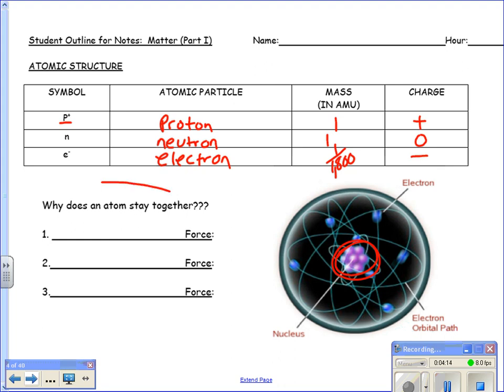So why does an atom stay together? Why doesn't this want to fly apart? Everything's moving quickly, and the electrons are traveling at the speed of light, trying to repel each other. And the protons are trying to repel each other with the neutrons holding them together in the nucleus. So there's a lot of energy in an atom. So why doesn't it just go flying off into different directions?